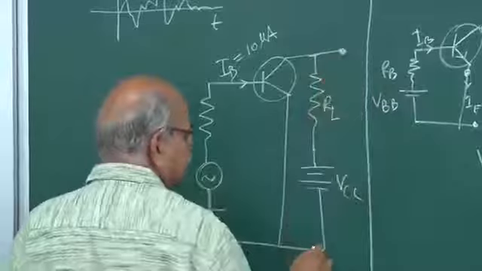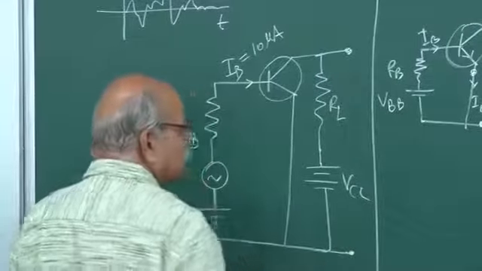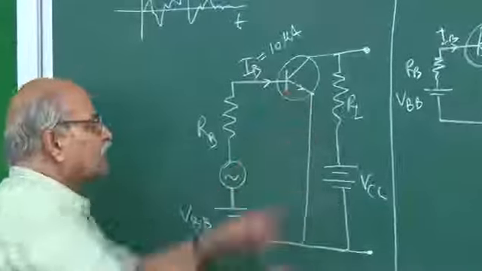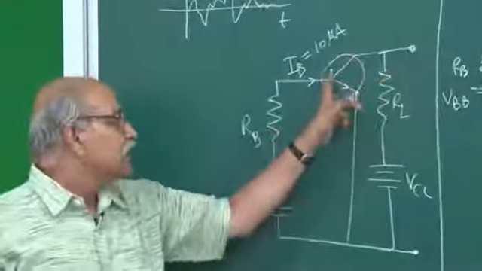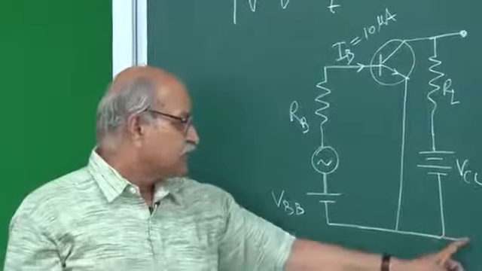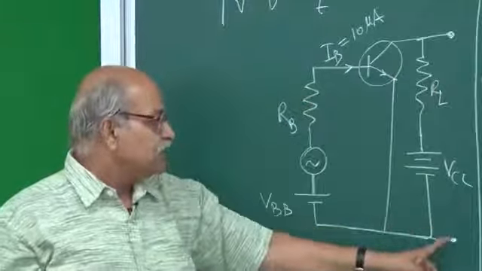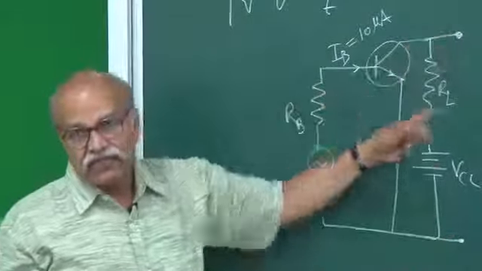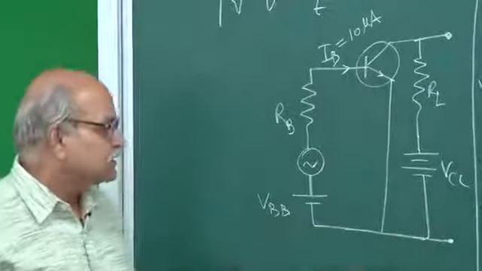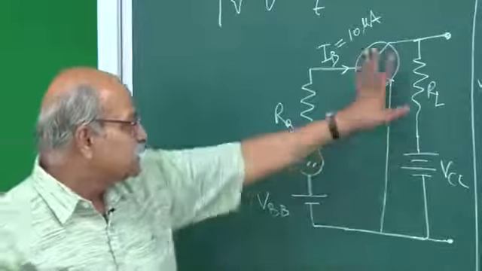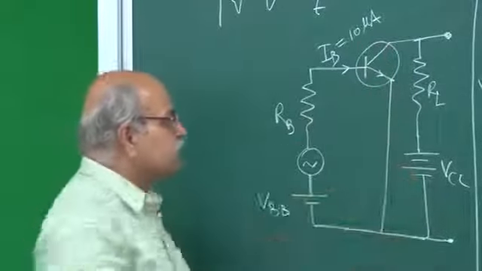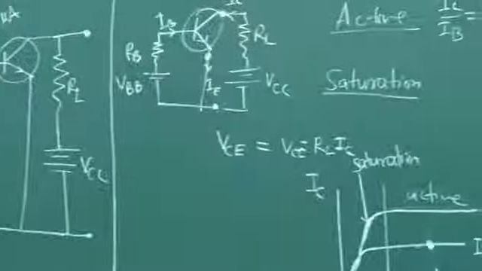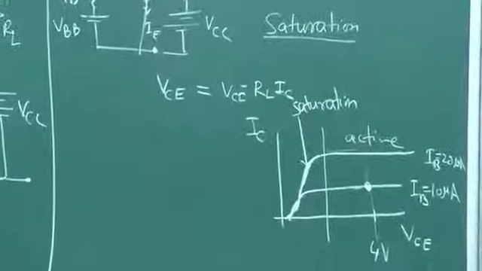From here to here, this is VCE, which is also your output voltage, right? This is collector, there is a collector voltage and there is emitter voltage. So this VCE is nothing but the voltage between this point and this point, which is also called output voltage. So this is the scenario, and suppose in this condition this VCE or VO is your 4 volts, right.